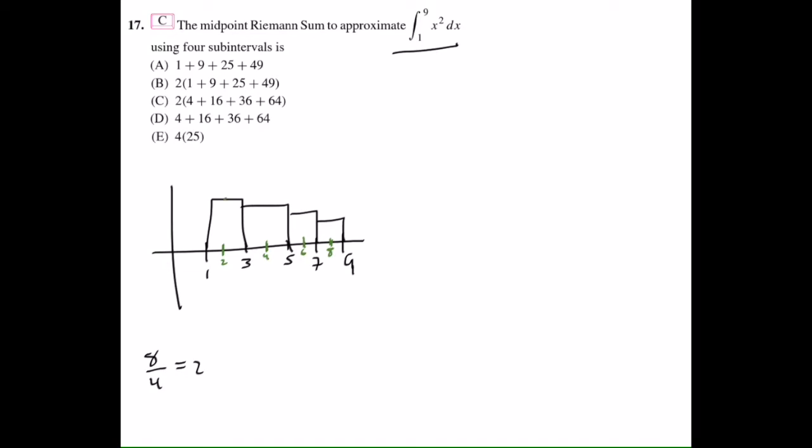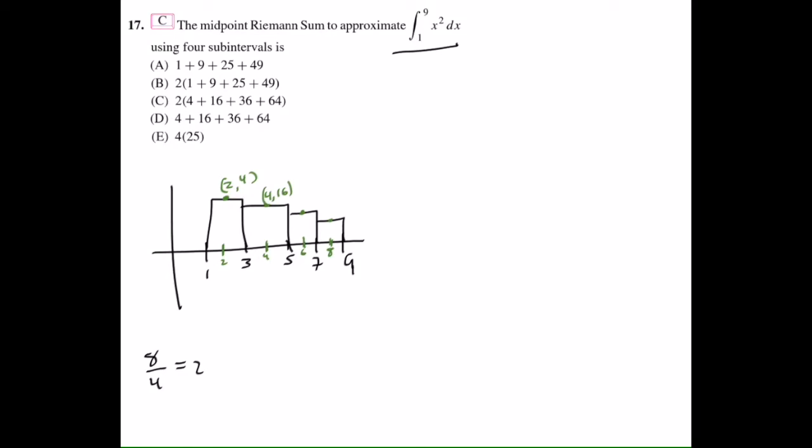So these are all my midpoints. What I need to find right now is the points at the top of my rectangles, because if I find the points, then I know the height. So 2 is the x value. If I plug 2 into x squared, I'm going to get 4. If I plug 4 into x squared, I'm going to get 16.